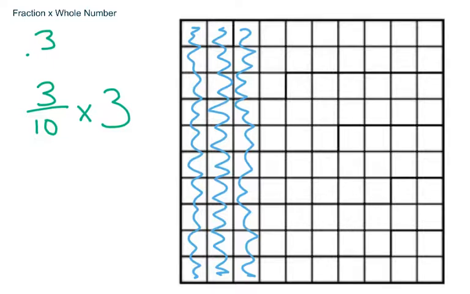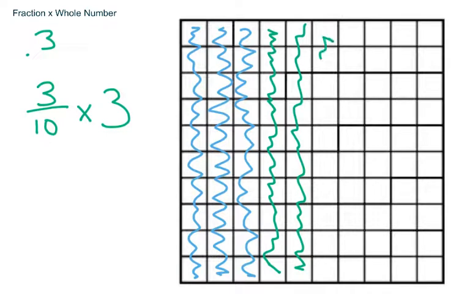When we're multiplying by a whole number, we know that we're just making whole groups of that. So I'm going to go ahead and make a second whole group of those 3/10. I'm going to color another 3 rods. I'm going to do the same thing again because I need to take 3/10 times 3, so I need 3 whole groups of them. So I'll make another group.